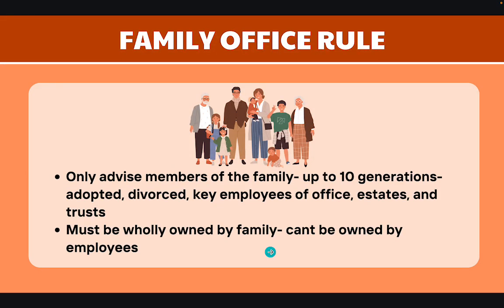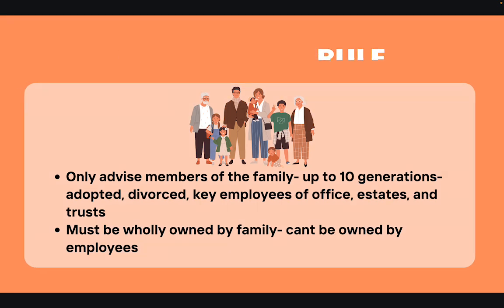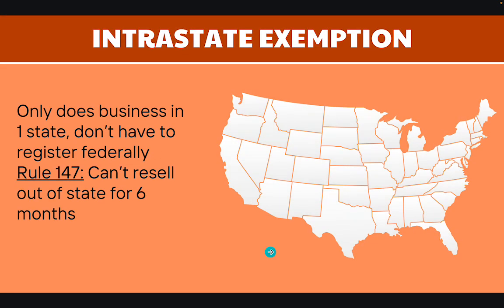Family office rule. You can only advise members of the family, up to 10 generations. Adopted and divorced are included, and they allow for key employees of the office, estates, and trusts. Must be wholly owned by the family, can't be owned by the employees. Intrastate exemption: only does business in one state. They don't have to register federally, but then remember the rule of 147. They can't resell anything out of state for 6 months.